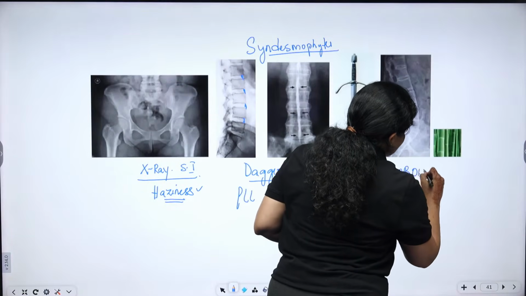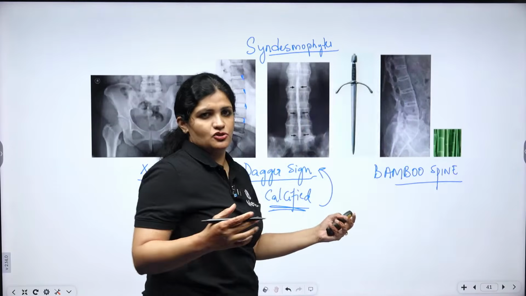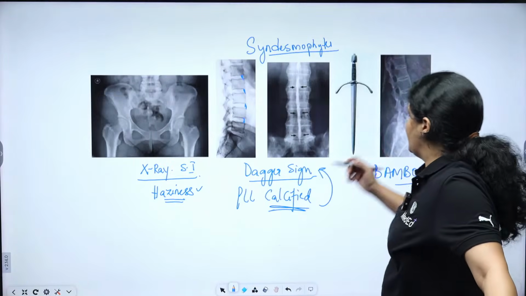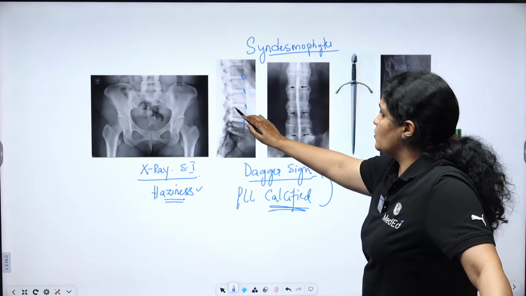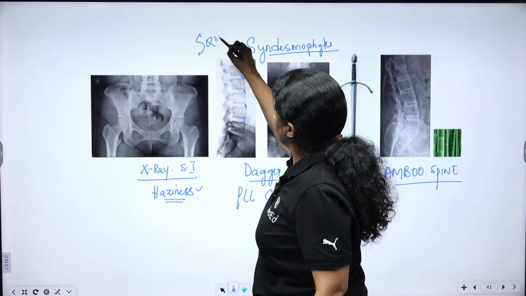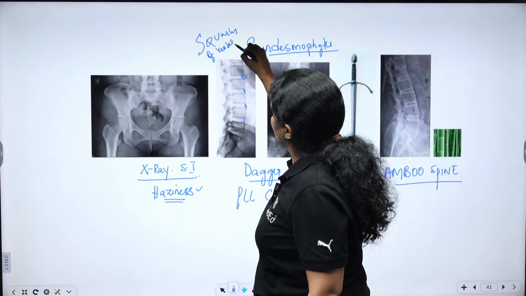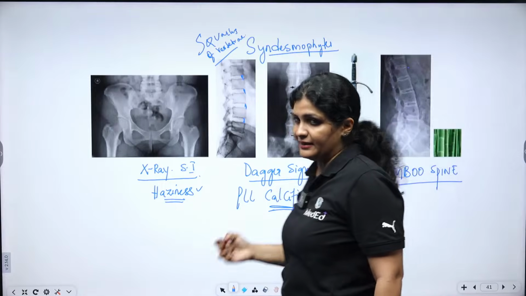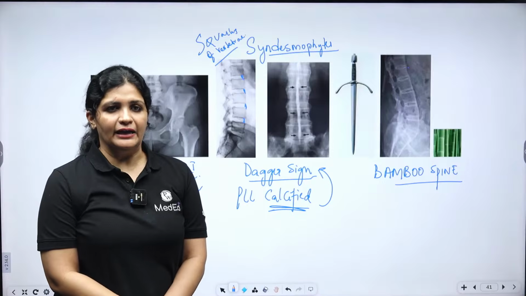So what is actually happening in the bamboo spine? The patient will have restriction of flexion. The patient cannot bend. That is why in the bamboo spine, all these osteophytes are called syndesmophytes. And sometimes you see squaring of the vertebra. This is also clearly seen in ankylosing spondylitis. So squaring of the vertebra, syndesmophytes, the dagger sign, the bamboo spine, all these are features of ankylosing spondylitis.